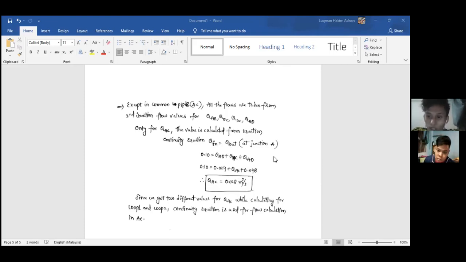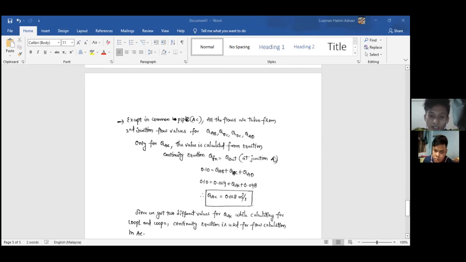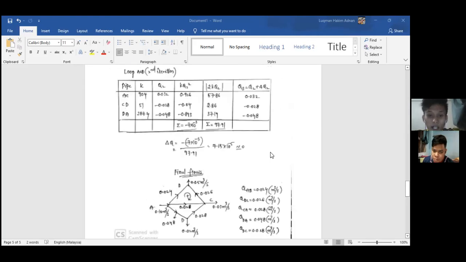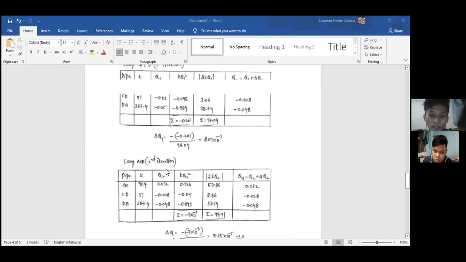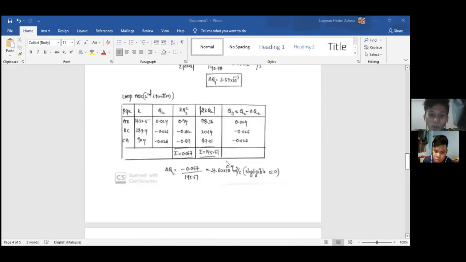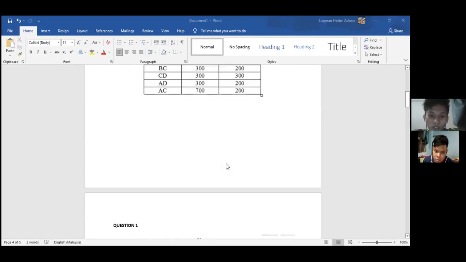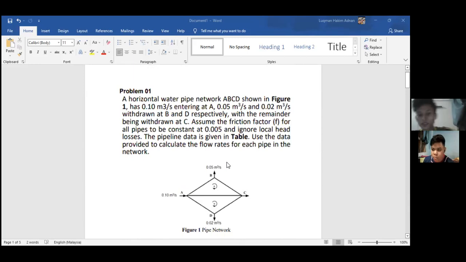I hope that from this question we can understand more about the continuity equation, Q in equal to Q out, and how to calculate the loops between the pipes. I think we can learn more about this in the future.